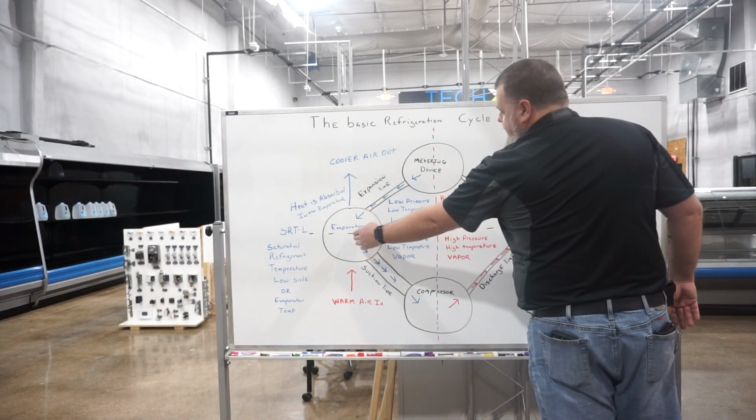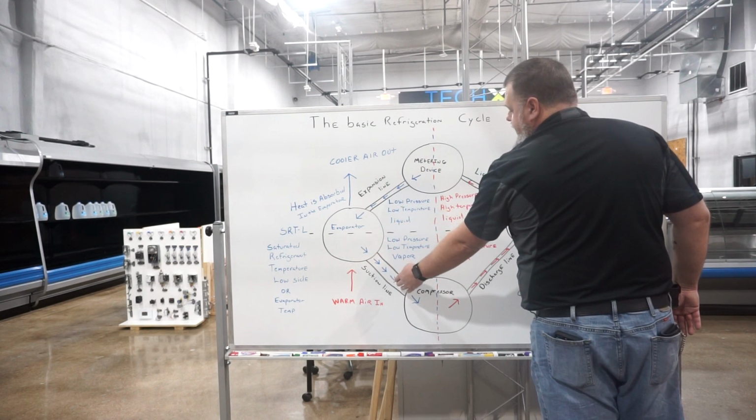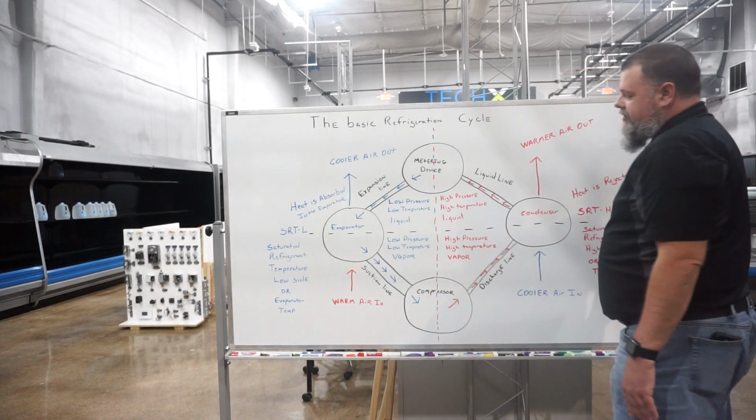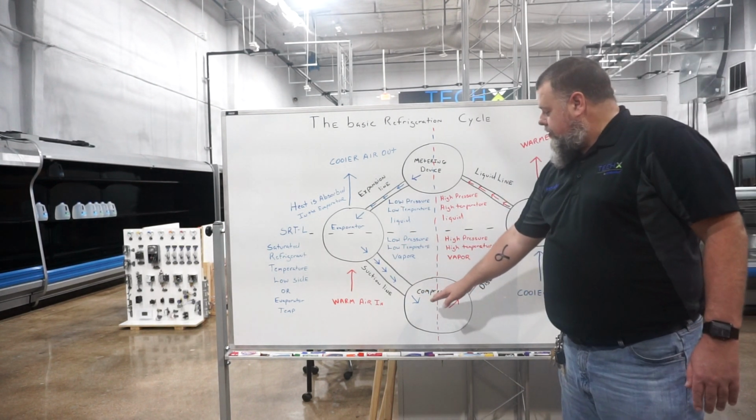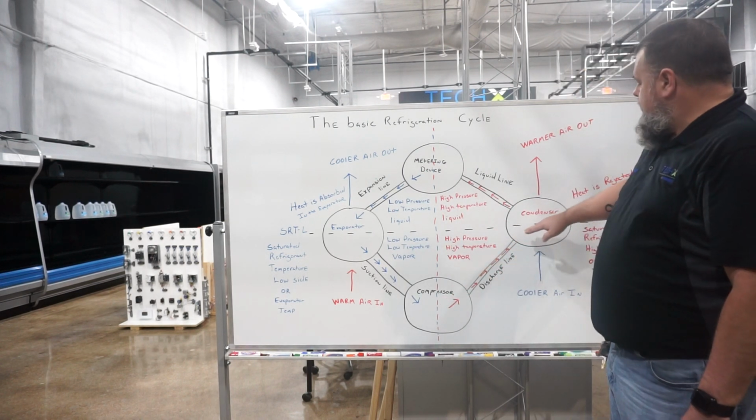Once we've boiled off all the refrigerant that's coming in, it's going to come back down the suction line as a cool vapor, low pressure, low temperature. It's going to go back into the compressor where it is going to go through a pressure increase and go back around to the condenser to be rejected.